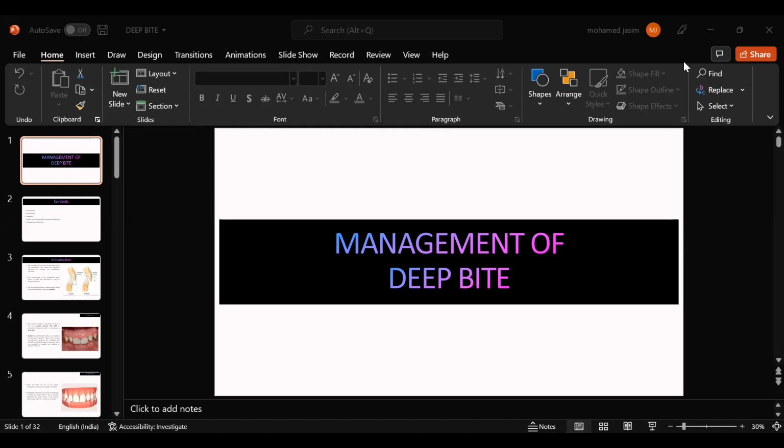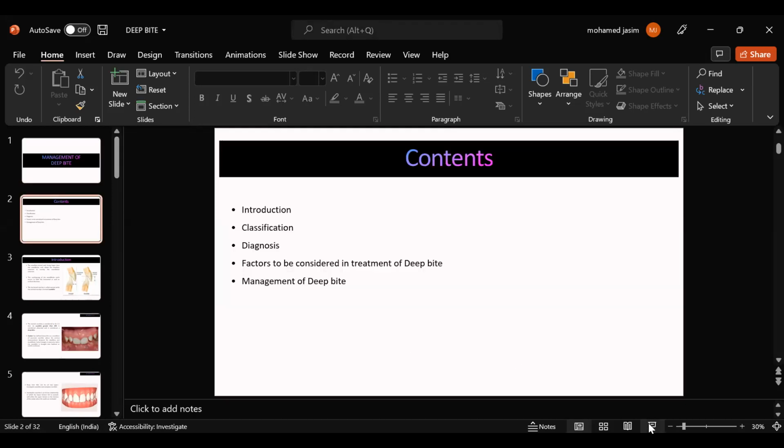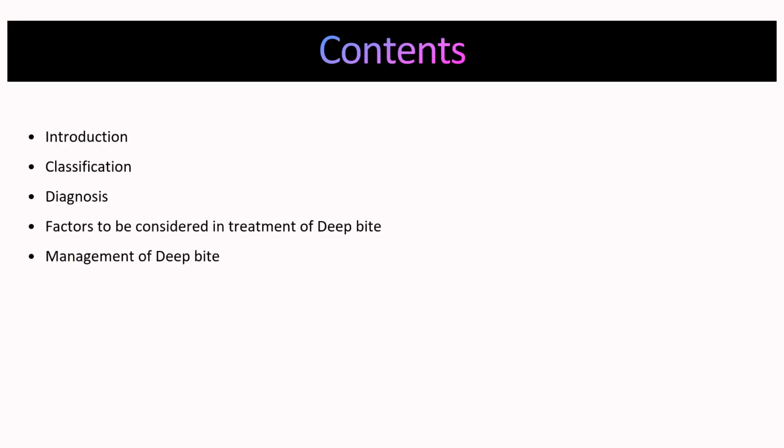Our topic for today's discussion is management of deep bite. We're going to cover the topic under the following headings: introduction, classification, diagnosis, factors to be considered in the treatment of deep bite, and management of deep bite.